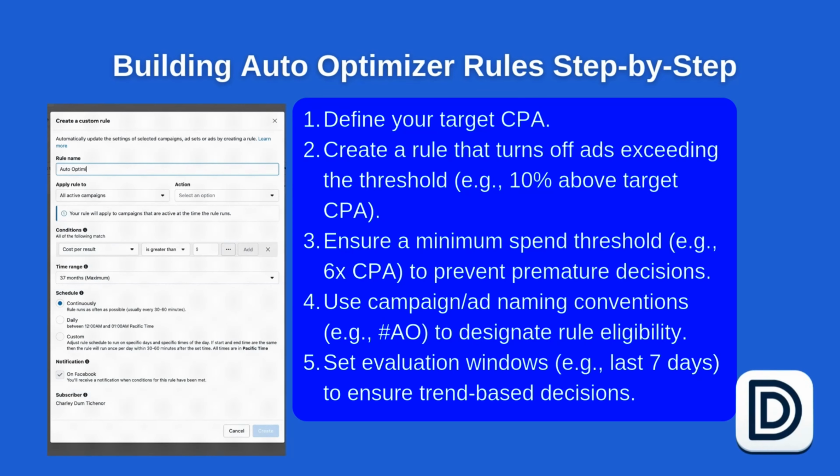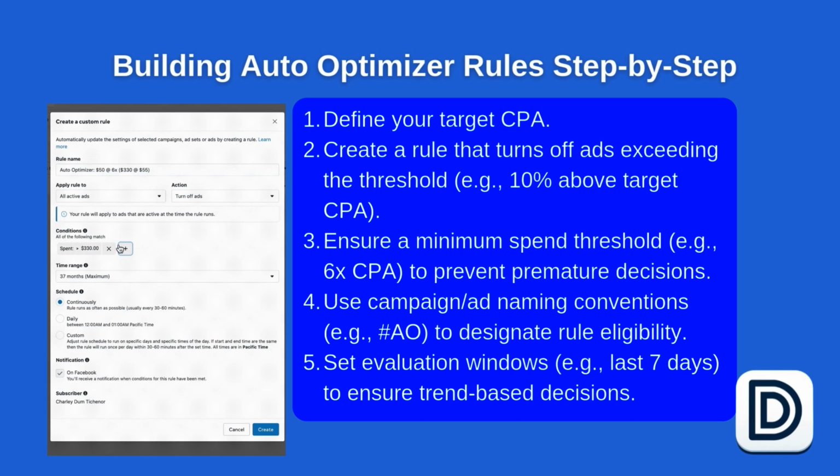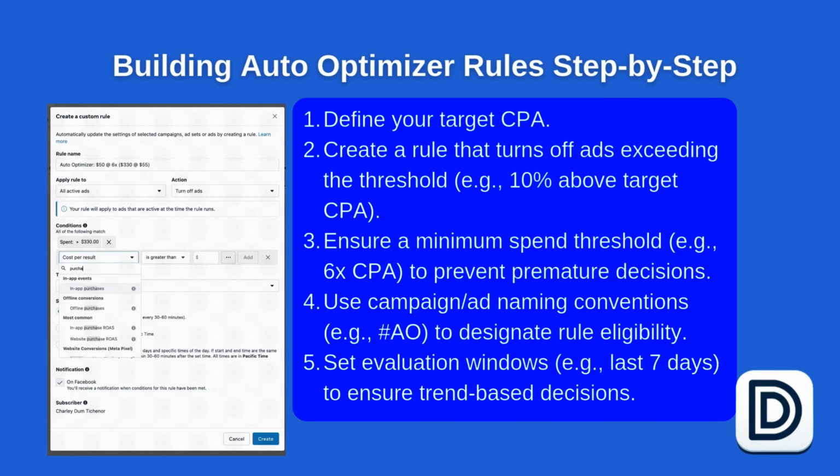So now let's read this rule from top to bottom, which we do with every rule to check our work. This rule is an auto-optimizer rule with a threshold target set at $50 and a 6x spend with a 10% allowable range. So that's $330 at a $55 cost per acquisition. This is going to apply to all active ads, and the rule is going to turn off the ad. The conditions that need to apply are a spend over $330, with the purchases being less than 6, and the campaign name contains hashtag AO.